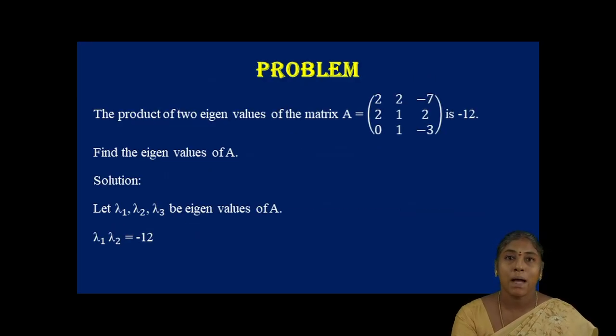Now we are given a matrix A, a 3 cross 3 matrix. So it is a square matrix of order 3 and they have given that the product of two eigenvalues of this matrix is minus 12. Any 3 cross 3 matrix has 3 eigenvalues. Let them be lambda 1, lambda 2 and lambda 3. But under the given condition, two eigenvalues have product minus 12. So let us consider the two eigenvalues as lambda 1 and lambda 2. So we can write the given equation as lambda 1 into lambda 2 is equal to minus 12.